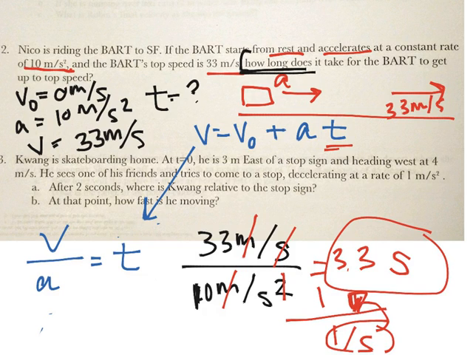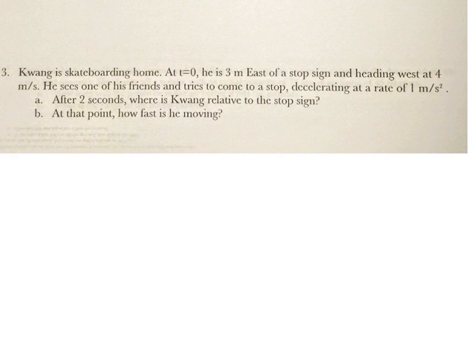Moving on to the next one. All right, number 3, final one. Quang is skateboarding home. At t equals 10, he is 3 meters east of a stop sign and heading west at 4 meters per second. He sees one of his friends and tries to come to a stop, decelerating at a rate of 1 meter per second squared. After 2 seconds, where is Quang relative to the stop sign? And B, at this point, how fast is he moving? So this is essentially 2 problems. Do A and B completely separately.